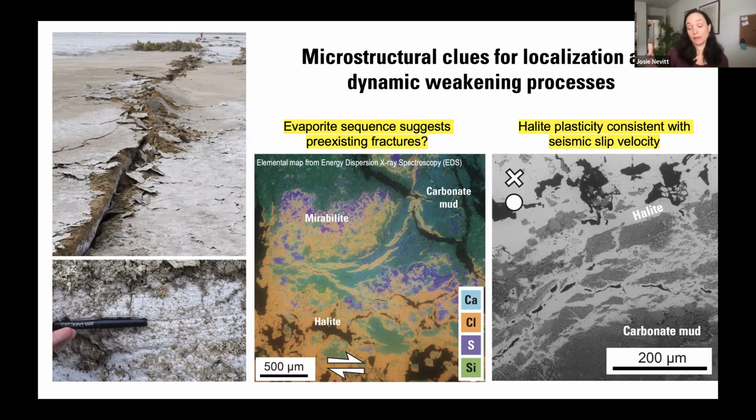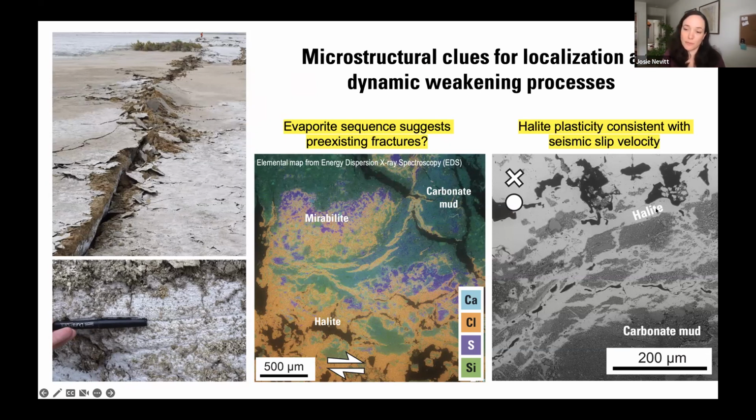And I think that the simplest explanation for the sequence is that these fractures are pre-existing. That has some pretty significant implications for how we interpret fractures in paleoseismic trenches. Texturally, we see a combination of both brittle and plastic features. We see that the host mud is being ripped off and boudinaged and entrained into the slip surface, and that the halite is flowing around it.